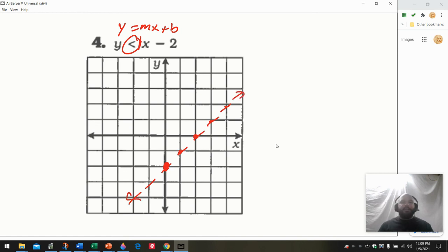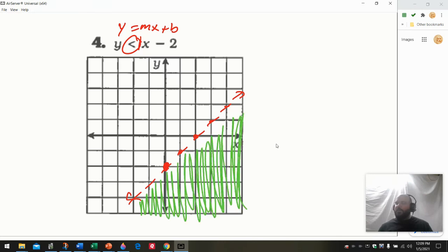And then the last thing we need to determine is which side of the line we shade on. This says y is less than -2. So we need the numbers that are smaller than -2, which would be underneath the line, because that's going to shade -3, -4, -5, and all that. So there's where your shading goes.